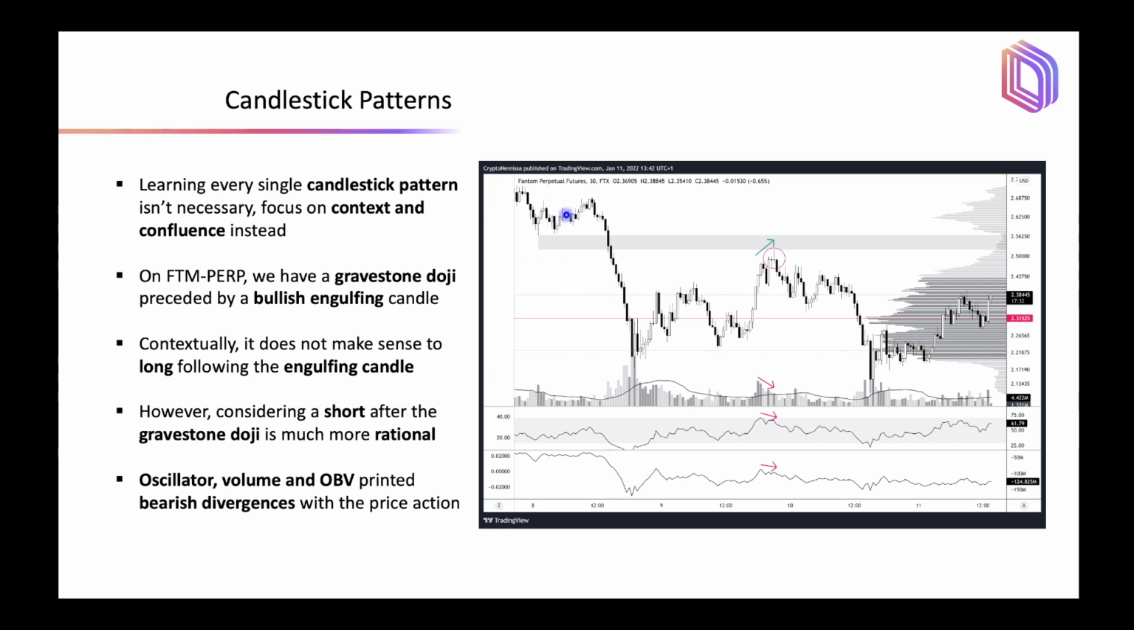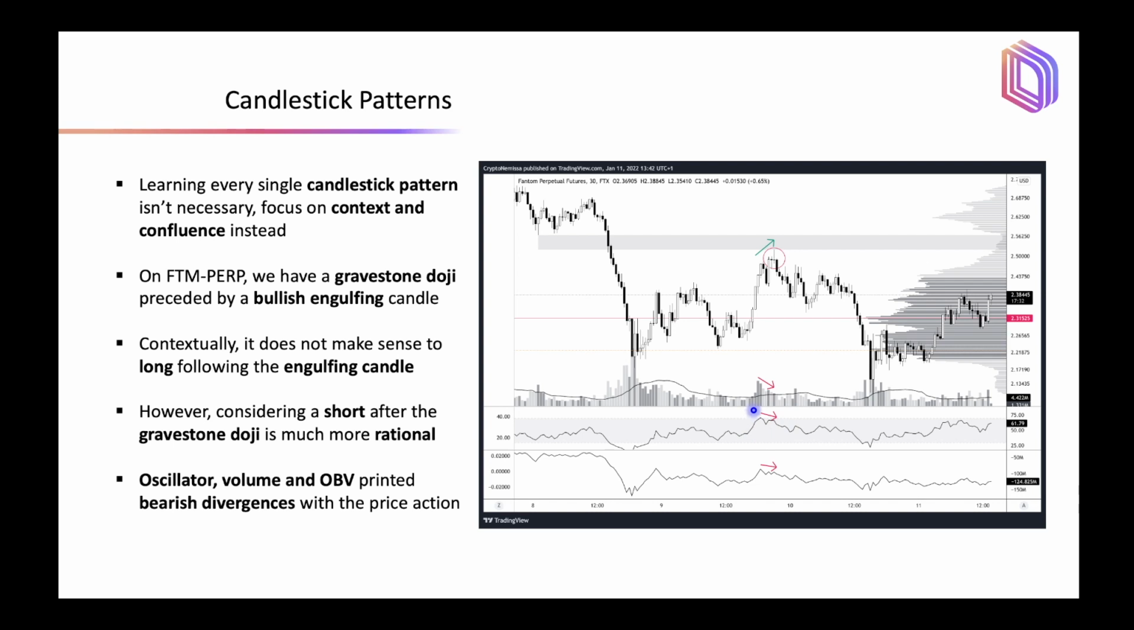So for example, here we have number one, a low volume node. Low volume nodes are areas of very little executed volume, and they typically act as support or resistance depending on context. So here it's obviously resistance. Number two, we see that as we go close to the gravestone doji, we have decreasing volume. So we have a high, a high, a high, and then we see that the volume is decreasing at the same time.